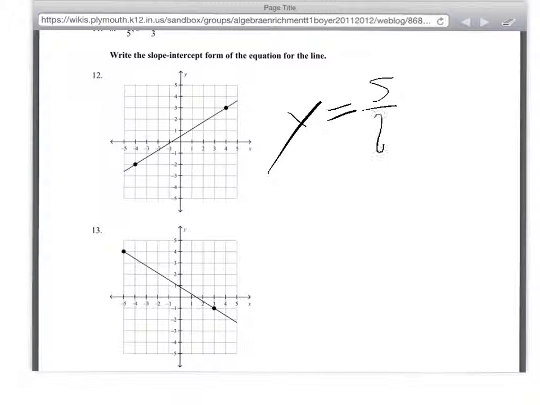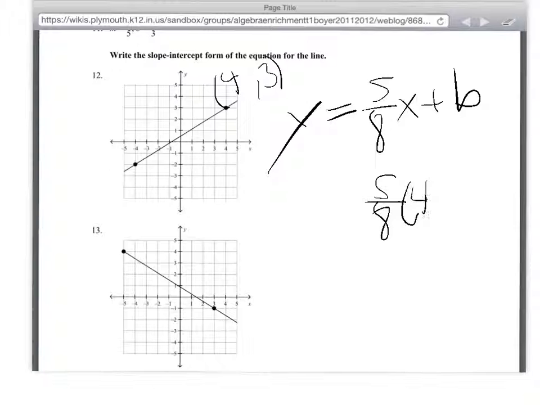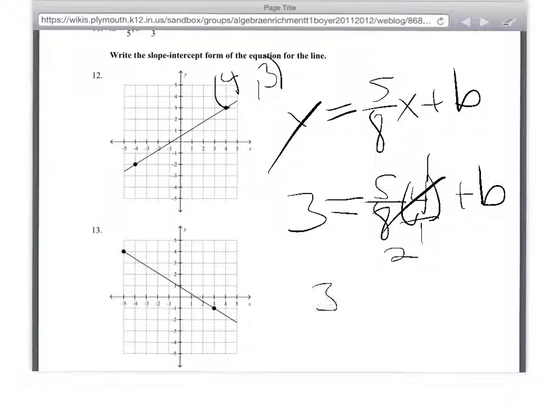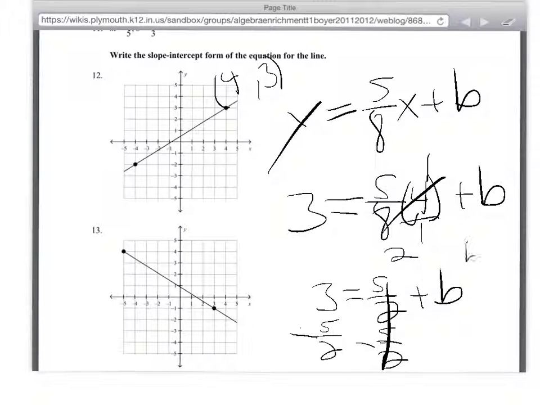That would be y equals 5/8 x plus b. I'm going to pick one of these points, so I will choose this point here, which was (4, 3). So I get 5/8 times 4, and that equals 3. Then I just solve this. So I get 3 equals 5/2 plus b, and I subtract 5/2. When I do that, I get b equals 3 minus 5/2.